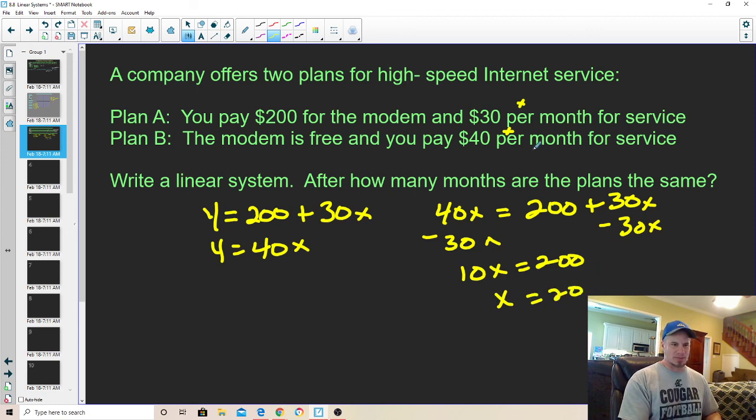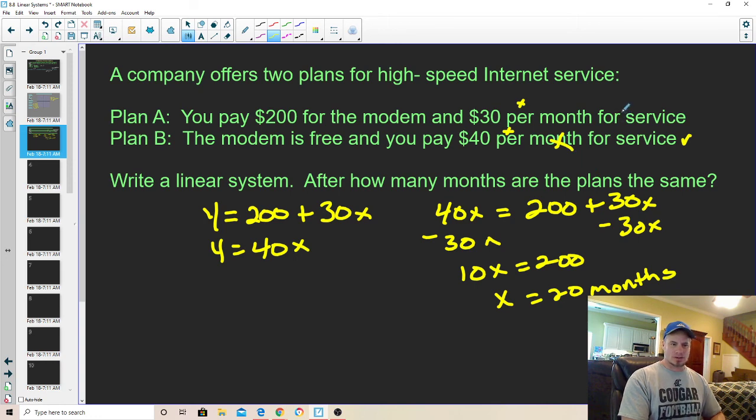So after how many months are the plans the same? After 20 months. At 20 months, you pay the exact same amount for plan A and plan B. So at 21 months, which plan is worse? Well, this one, you're going to pay more. You're paying more per month. So after 21 months, this is the worst plan.